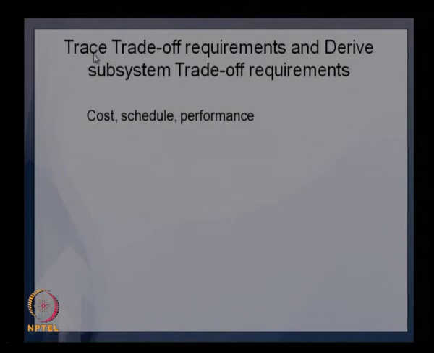So, how do we trace these trade off requirements, and then how do we derive the subsystem trade off requirements, because the system will have some trade off, and then the subsystem will have a different trade off, because there are many other features which come into picture here. The objectives hierarchy: what are the system objectives and how the various objectives are given particular values in the hierarchy. The trade off requirement basically depends on those values also. So, we need to look at the hierarchy of the objectives, and based on it we need to decide what kind of trade offs to be provided in the system.